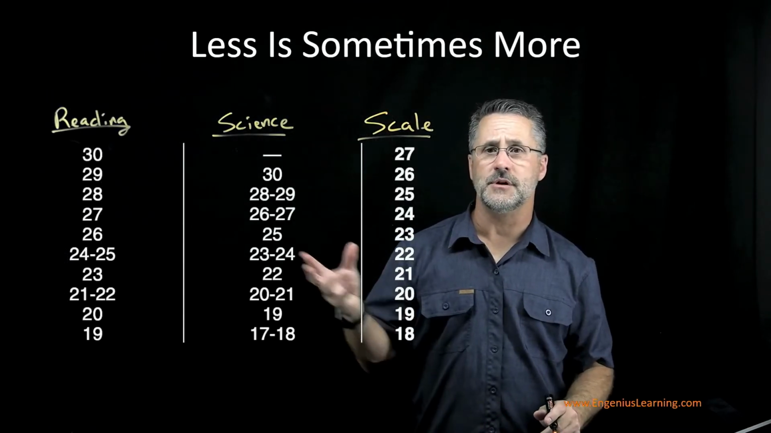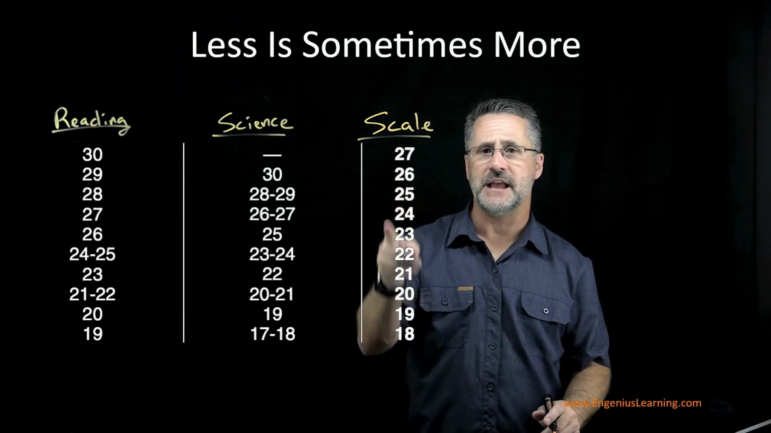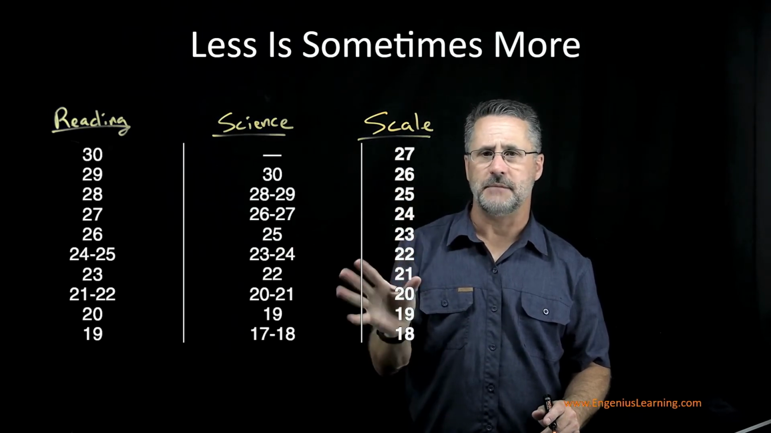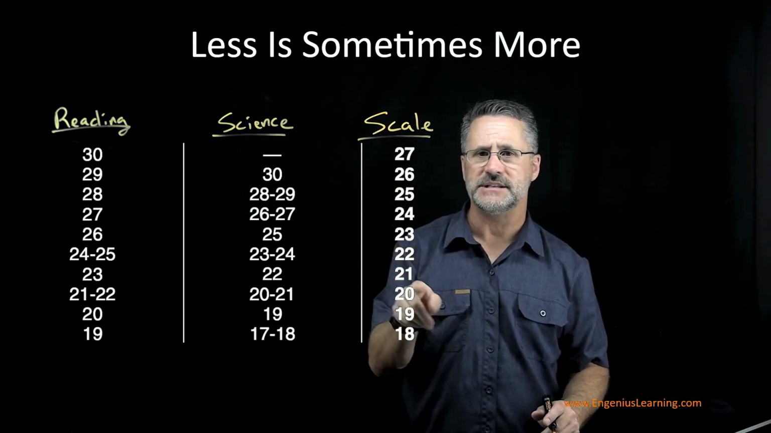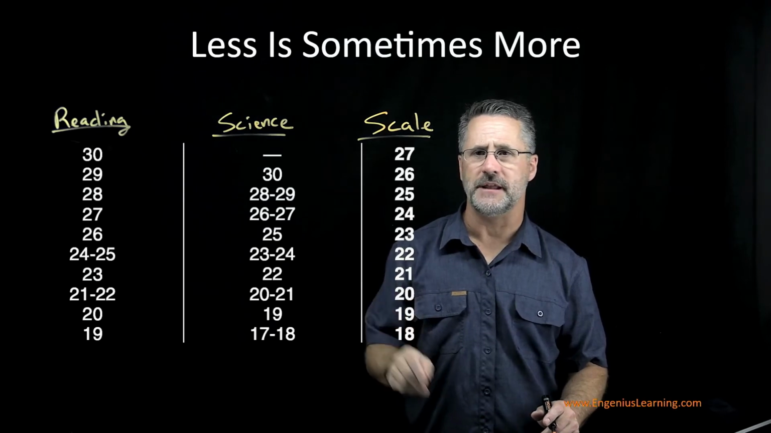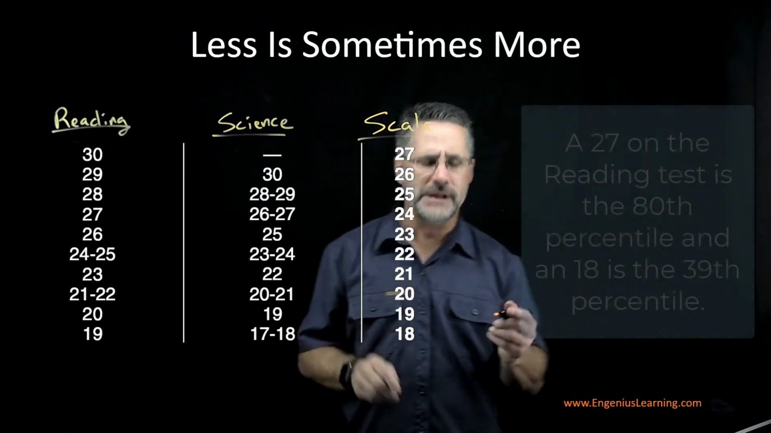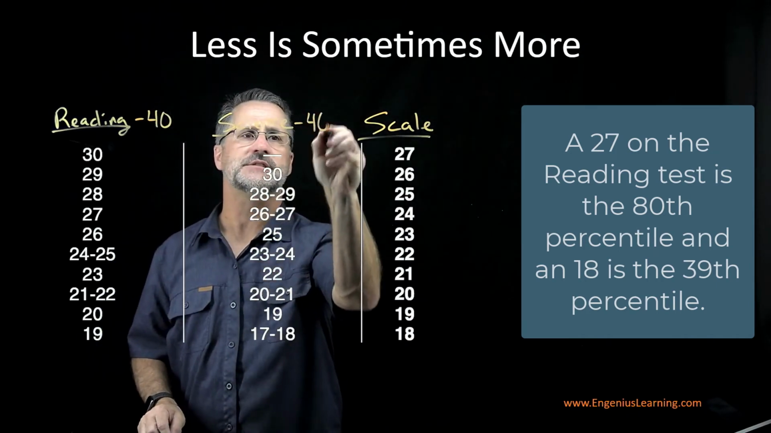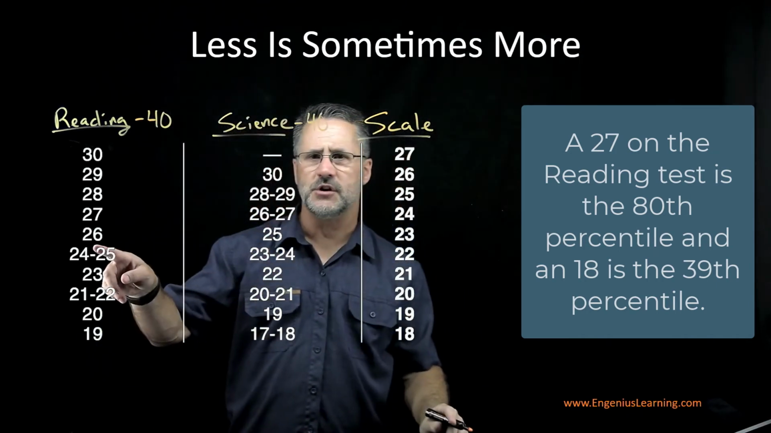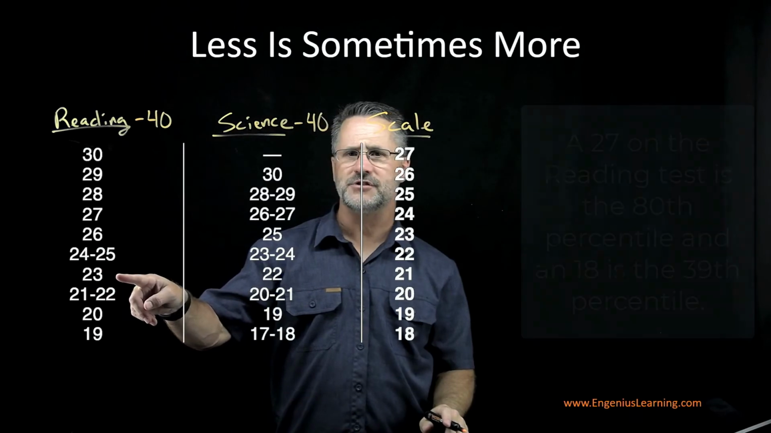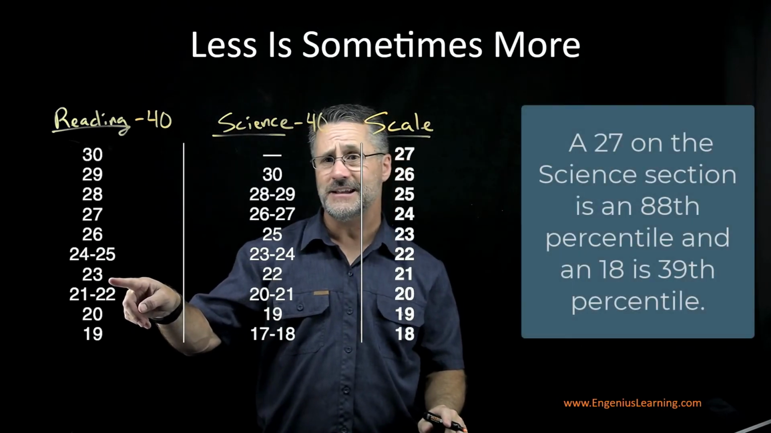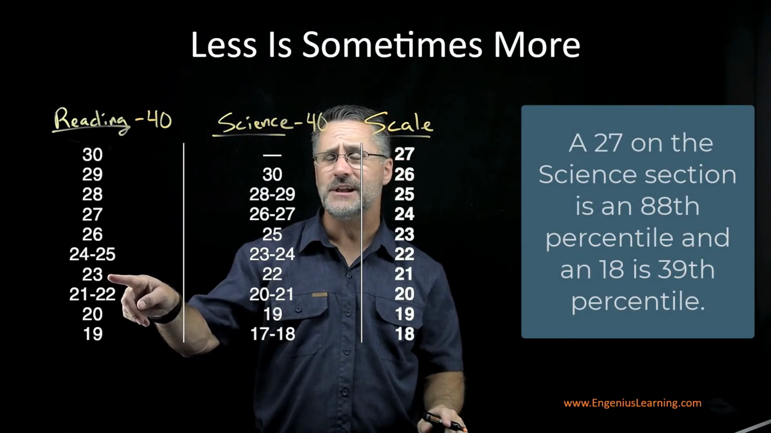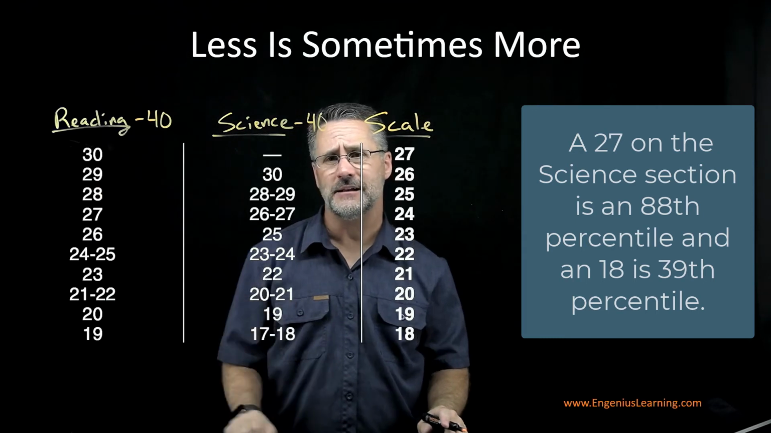Okay, to complete the rest of the test, I have the scale on this side now. And again, most of the kids score between 18 and 27, with right around 20 to 21 being that national average. So on the reading test, there are 40 questions. Science, there are 40 questions. So if I want to get about the national average, I need to answer 21 to 23 out of 40.